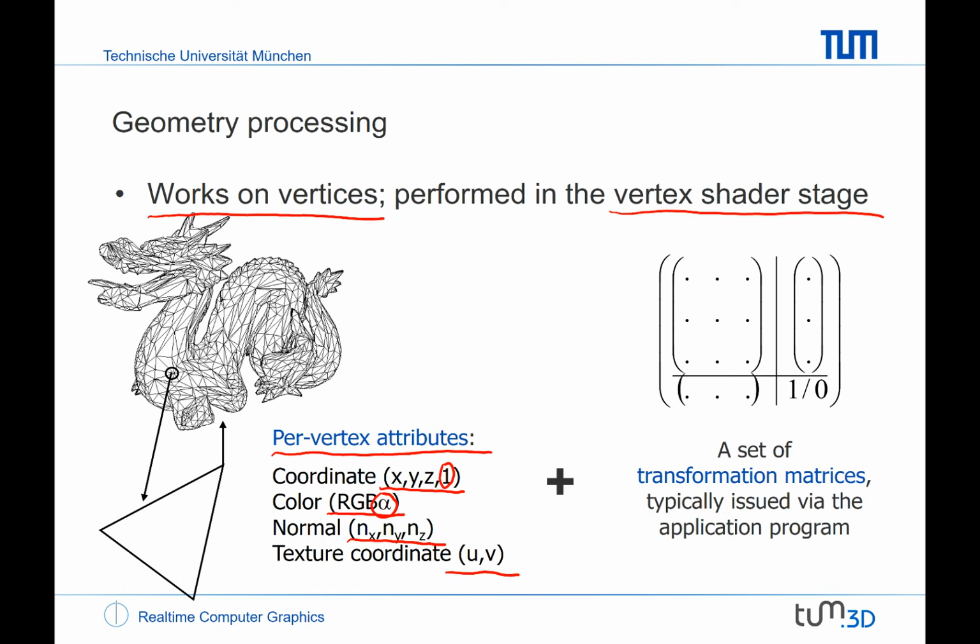And then in addition, in this geometry processing stage, we specify a set of so-called transformation matrices. They are typically issued via the application program, and by means of these transformation matrices, you then perform certain geometric operations on the vertices. And here we see how these transformation matrices look in general. We will now go into the details of the different components of these matrices and see what kind of operations or transformations can be applied by using them.